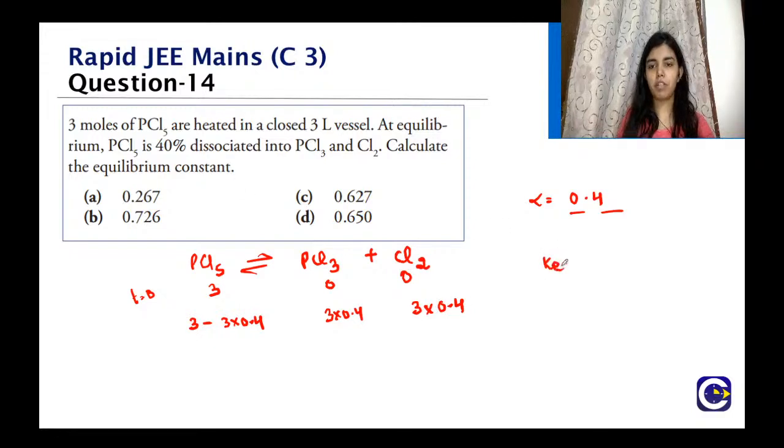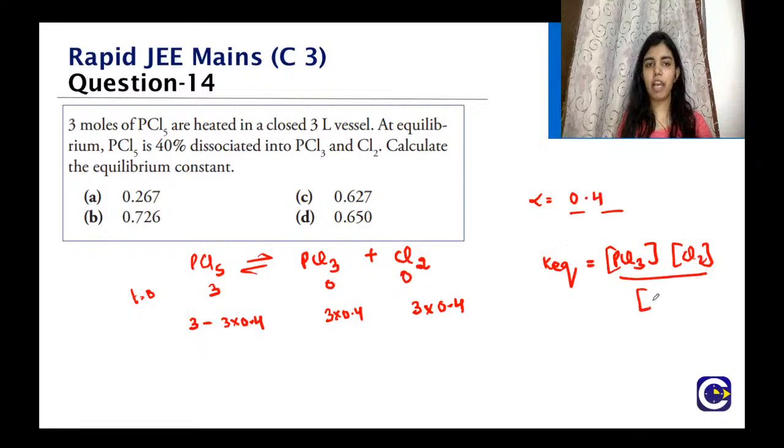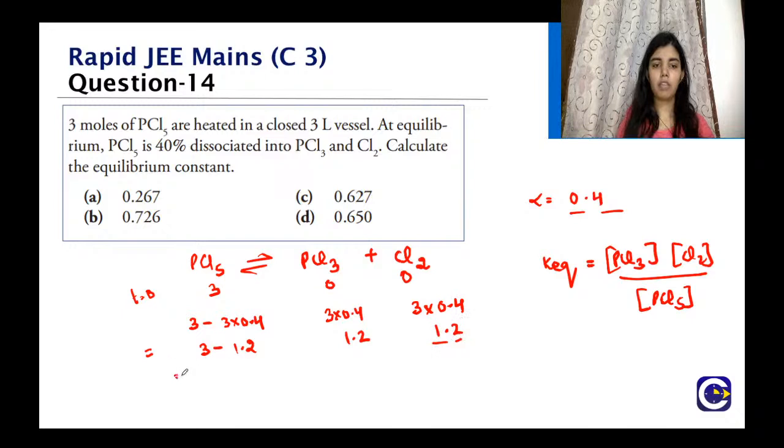So the equilibrium constant will be what? The equilibrium constant will be equal to the product of the concentration of the products divided by the reactant concentration, PCl5, right. So if you calculate this, this will be 3 minus 1.2, this will be 1.2, this will be 1.2, and this will come out to be 1.8 basically, right.